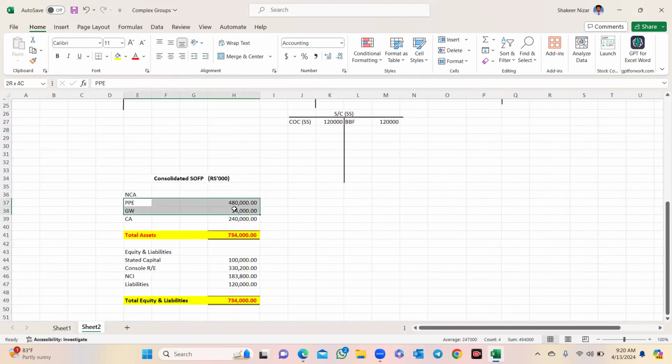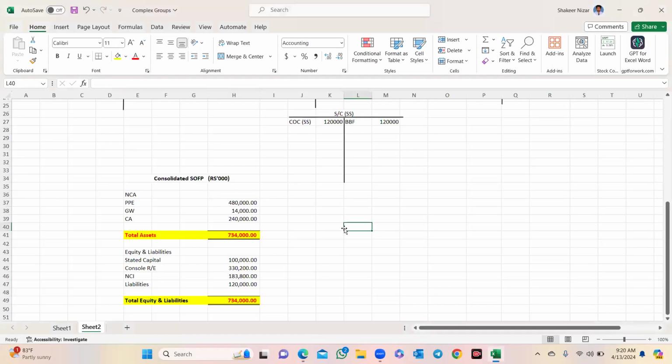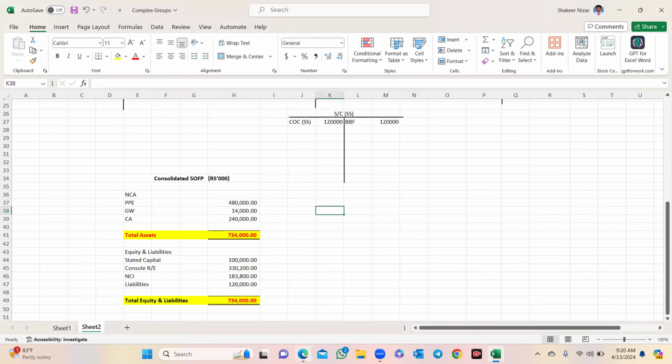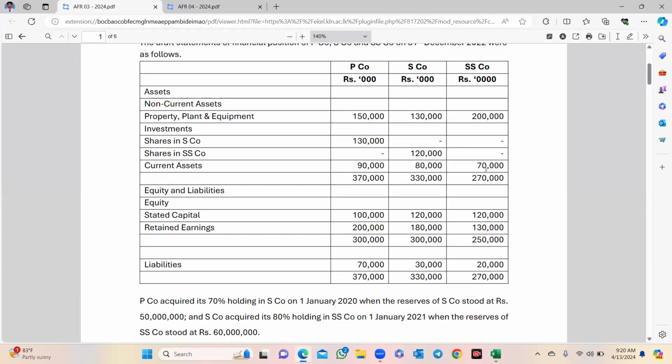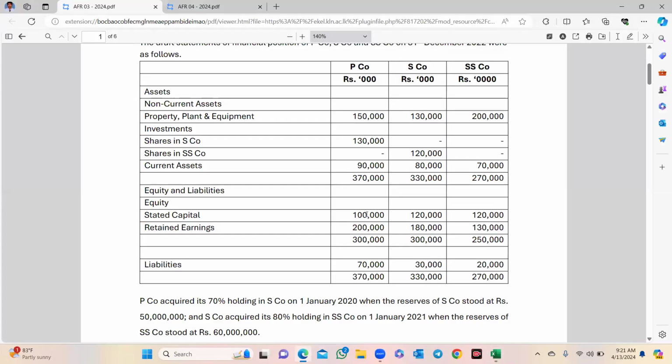For the PP, there is no disposal or new addition of the PP, so we can directly do line by line addition. 150, 130,000 and 200,000, that is 480,000. Goodwill is 14,000 because 10,000 plus 4,000 is 14,000. And current assets, 90, 80, 70, it means 70, 70, 140, 120, 150,000, 240,000, right?